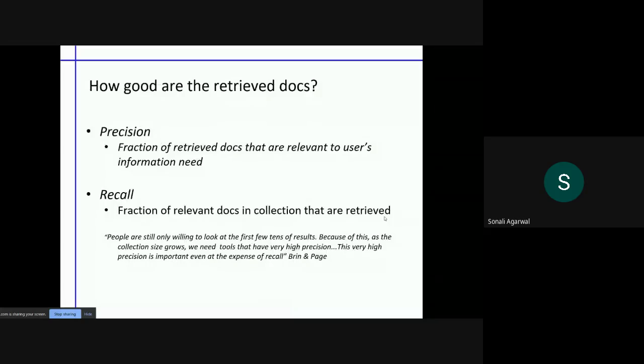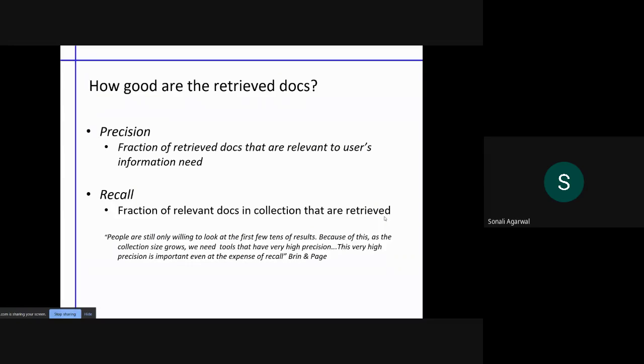If we look at the metrics part, how to measure the capability of the overall information retrieval process, there are two very popular terms. One is precision, which is the fraction of retrieved documents that are relevant to the user's information need. And second is recall, which is the fraction of relevant documents in the collection that are retrieved.